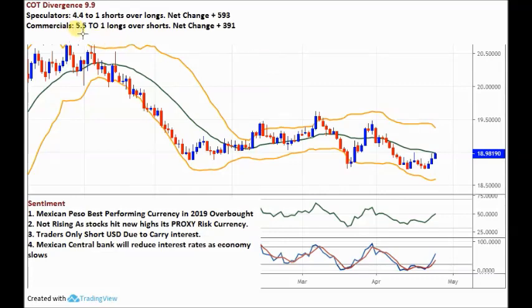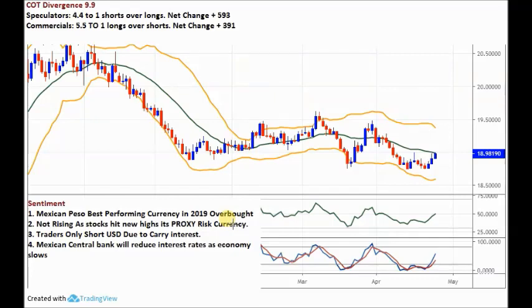Commercials are similar, at 5.5 to 1 longs over shorts, very bullish of the USD. Their net change was only 391. Just for a regular view, the COT divergence is 9.9, so it's almost 10, which is a divergence we always like. So what you've got is the speculators, they're all in the market, or as many of them who want to be are. You're hardly seeing any selling in the dollar. I'll come to this when we go to the chart in a moment, but you can see why the commercials are so bullish from the sentiment. Look at this: the Mexican peso is the best performing currency in 2019.